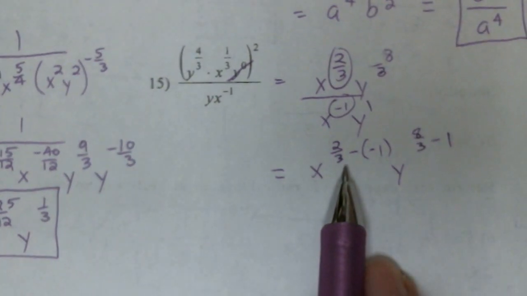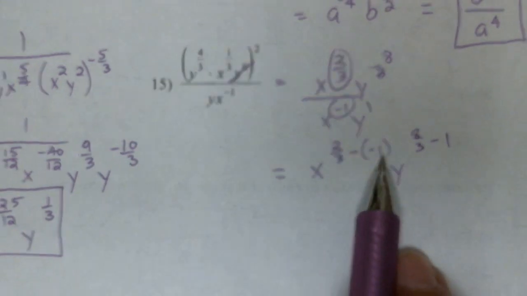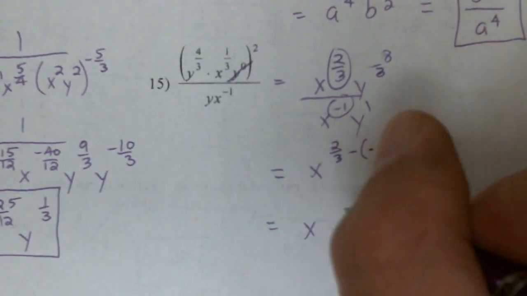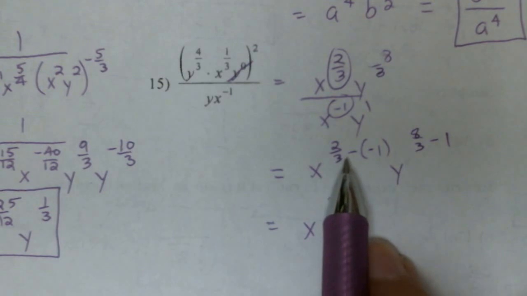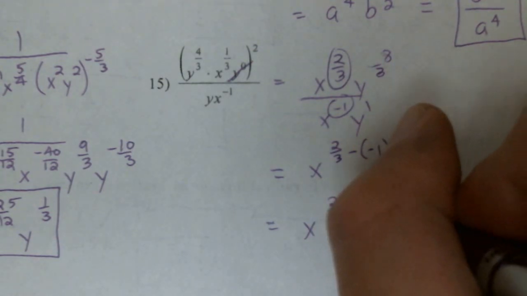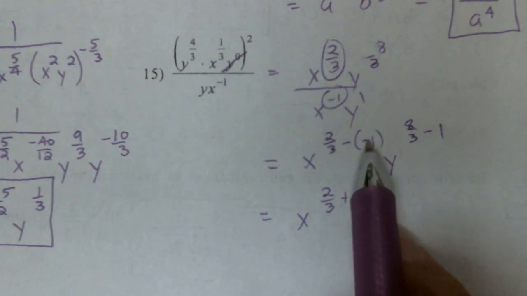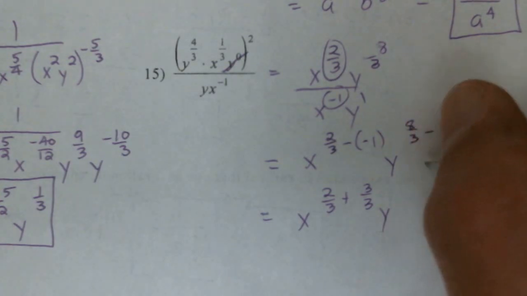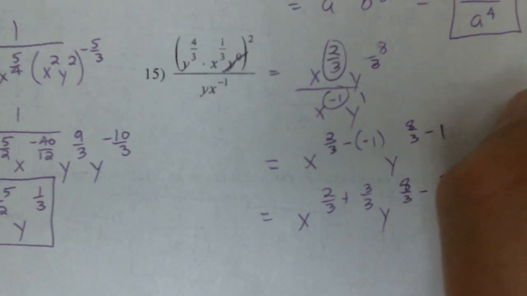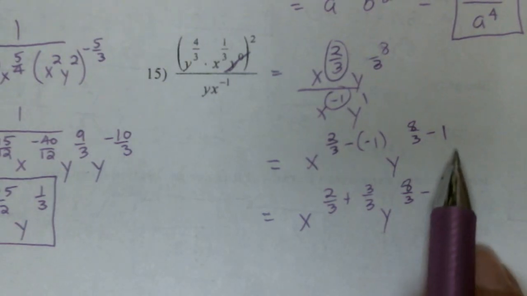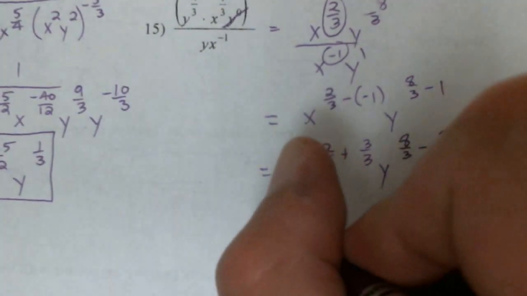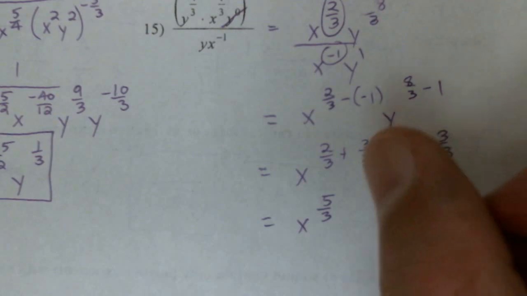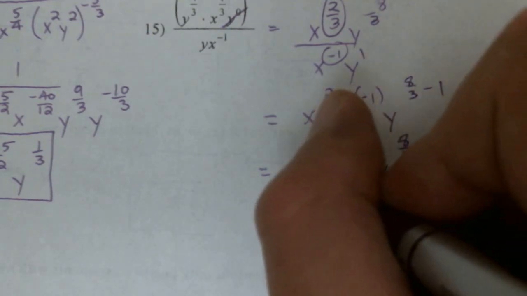Okay, so for the x's, I need a common denominator of 3. So I need to multiply this by 3 over 3. So that's going to give me x to the 2/3. Now, minus a negative is a positive, plus 3/3, same thing as 1, and I'm adding 1. And for the y's, same thing. I need a common denominator of 3, so that's going to be y to the 8/3 minus 3/3. 3/3 is the same thing as 1. And now I can finally add. That'll give me 2 plus 3, x to the 5/3, and 8 minus 3. The y is also 5/3.